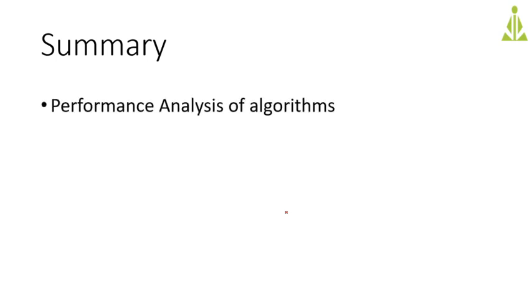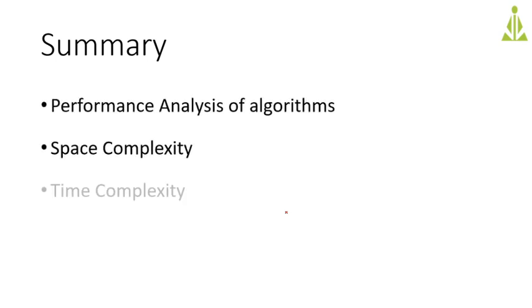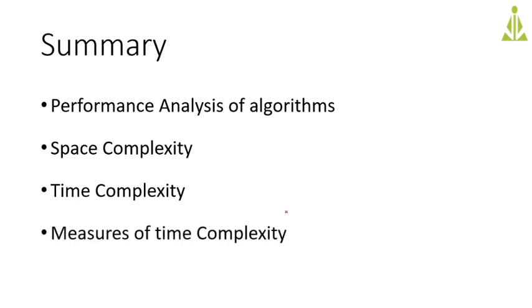So what we have done today: performance analysis of algorithm, space complexity, time complexity, and measures of time complexity. These are the things we have completed today. In the next lecture we are going to see asymptotic notation, and we will see constant, linear, exponential. All these things we are going to see in the next class. That is important. Only with the help of asymptotic notation are we able to find the space complexity and time complexity. So for today we have completed this.